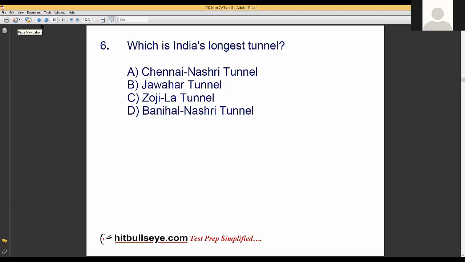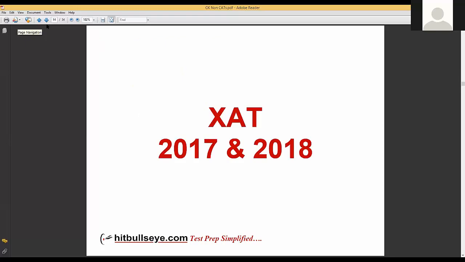Next, which is India's longest tunnel? A question from Indian geography, and we're doing snap questions. The answer is the Chennai-Nashri tunnel, option A. Next, we look at some CSAT questions from 2017 and 2018.